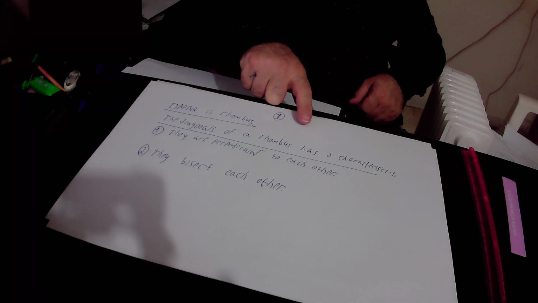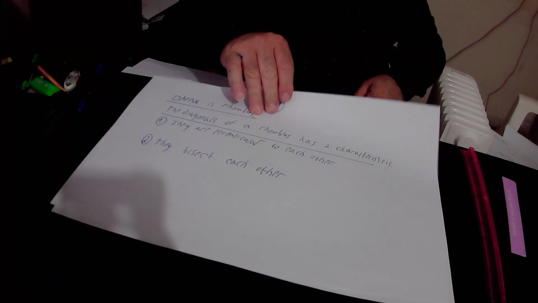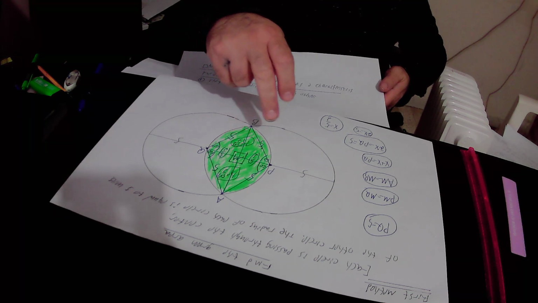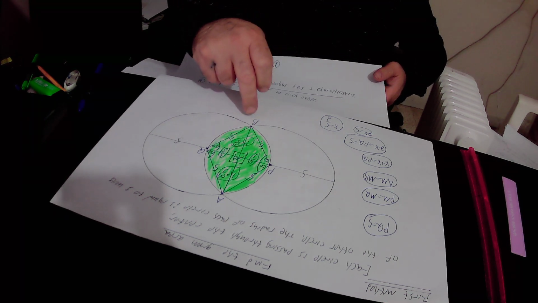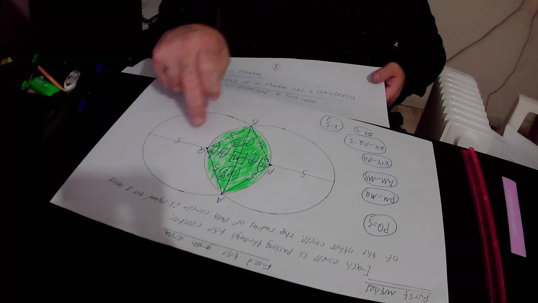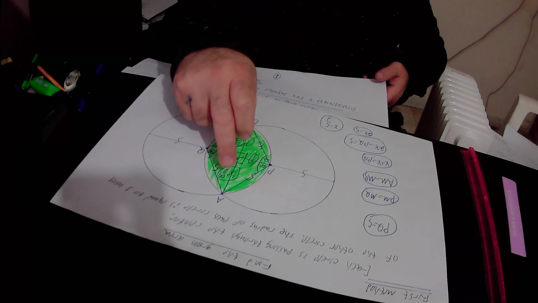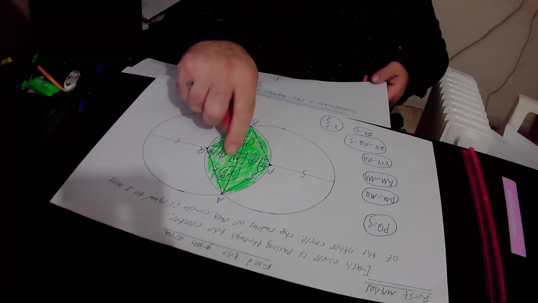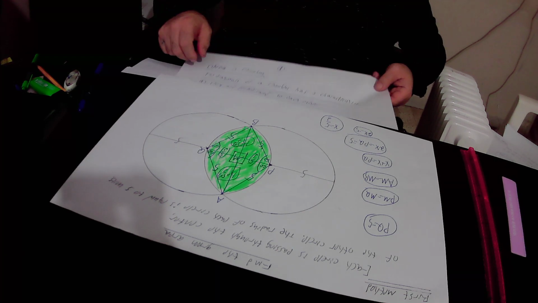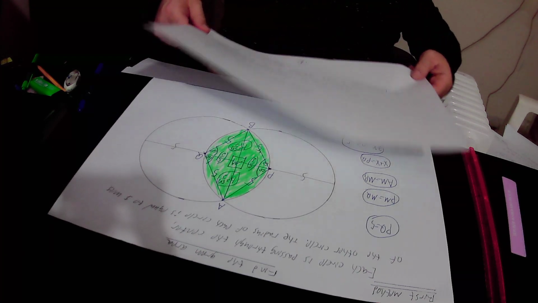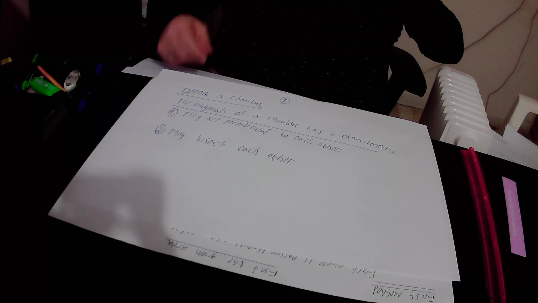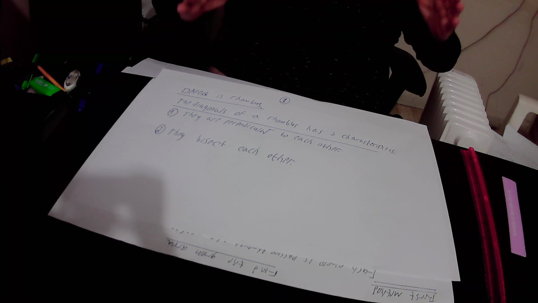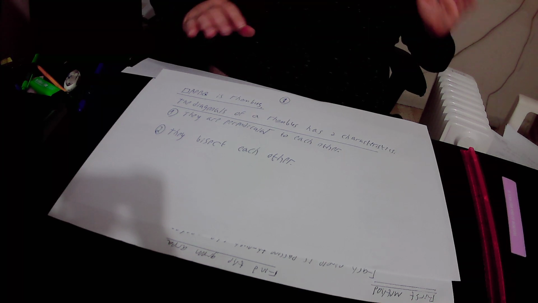The first characteristic of the diagonals of a rhombus is that they are perpendicular to each other. So here in rhombus APBQ, diagonal AB is perpendicular to diagonal PQ, and diagonal PQ is perpendicular to diagonal AB. That is to say, all the four angles here, 1, 2, 3, 4, are right angles. And the second characteristic is that the diagonals of a rhombus bisect each other.